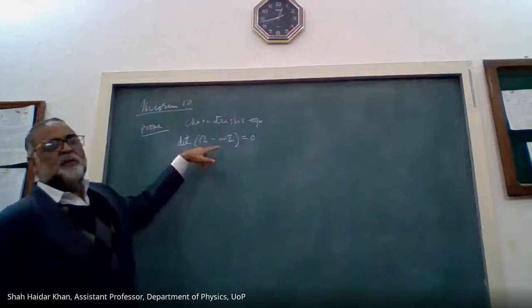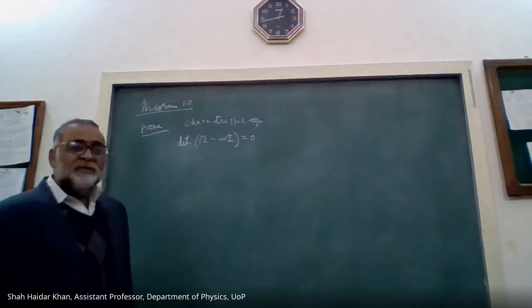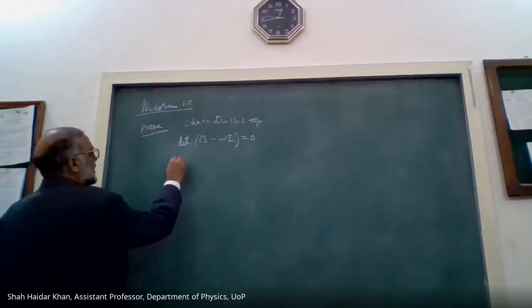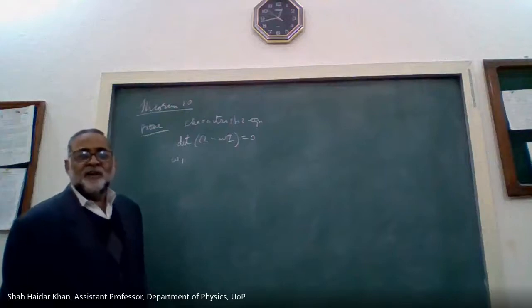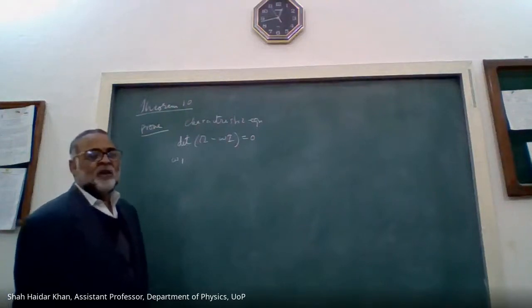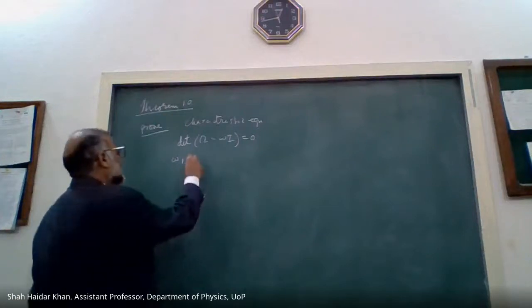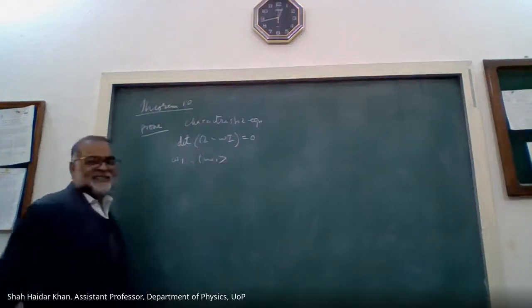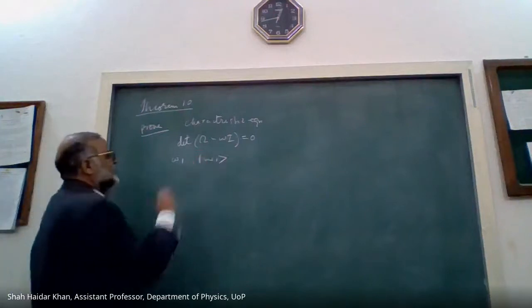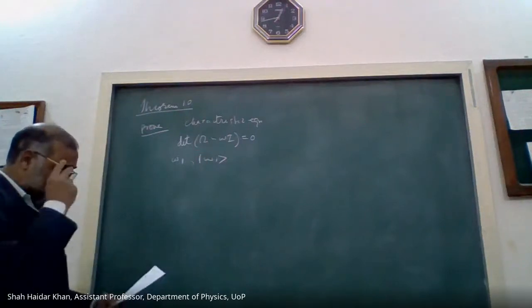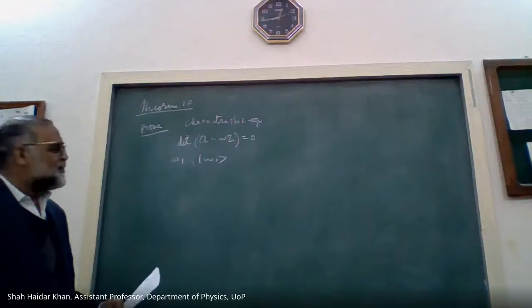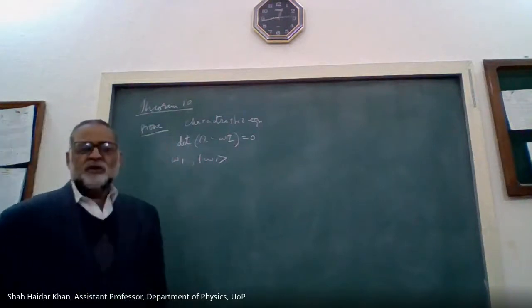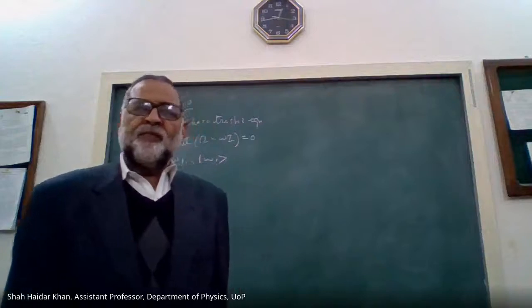So we said this Hermitian operator should have at least one eigenvalue. So let that eigenvalue be omega, and corresponding to this eigenvalue, it should have at least one eigenvector. Let us call it this. One eigenvalue, one eigenvector, right?